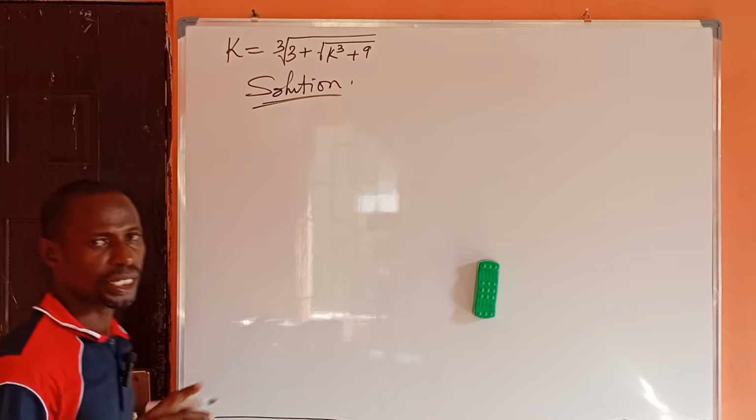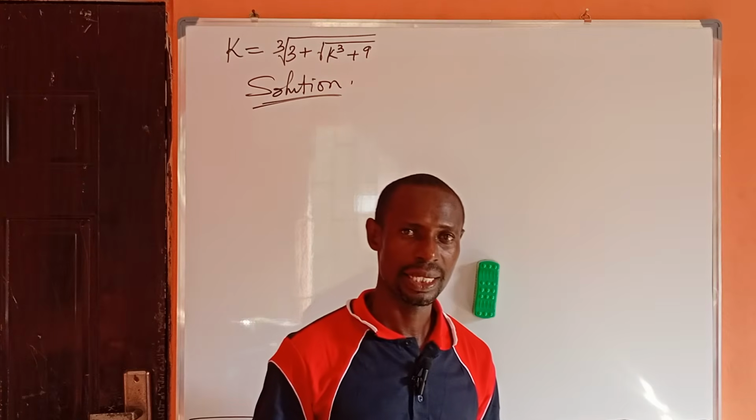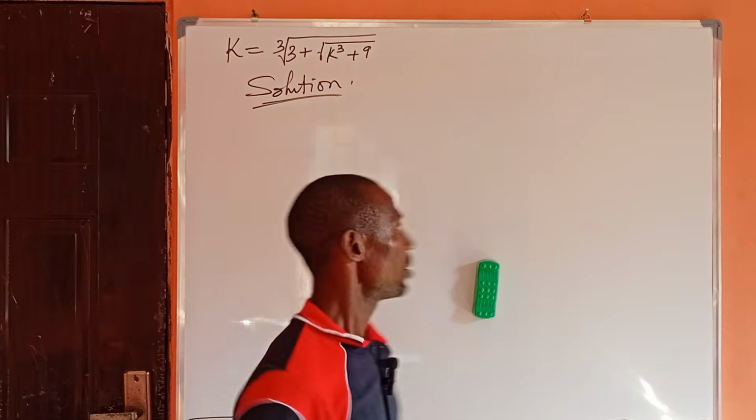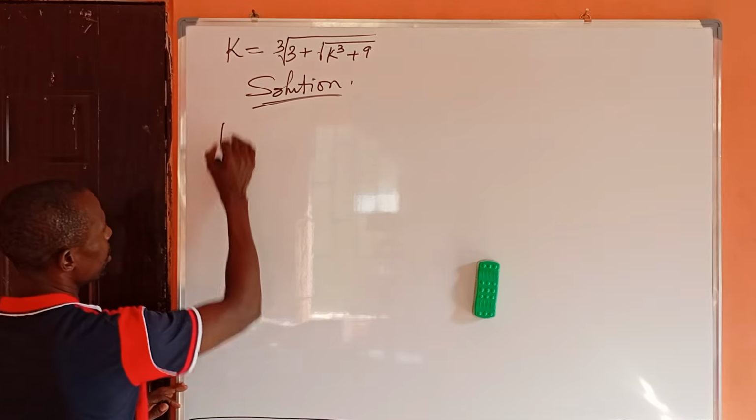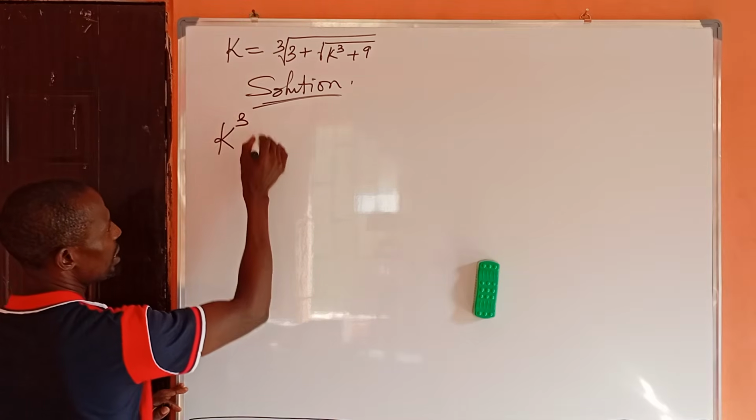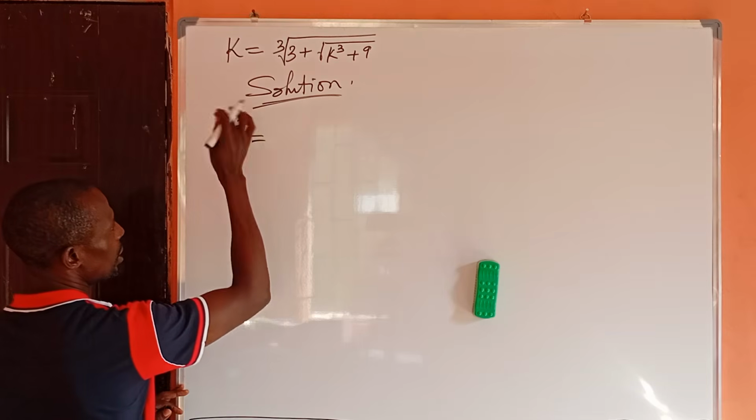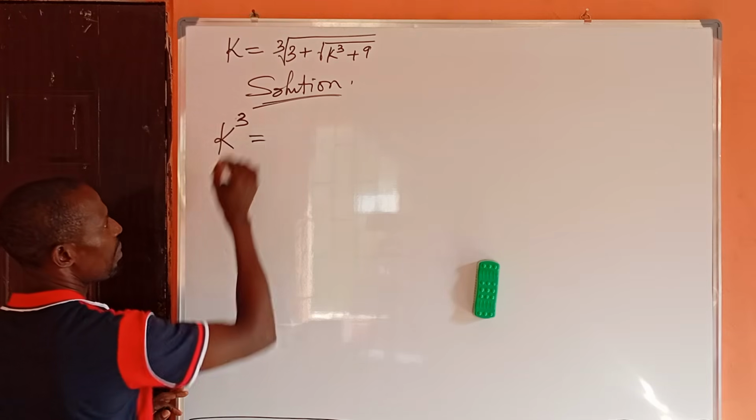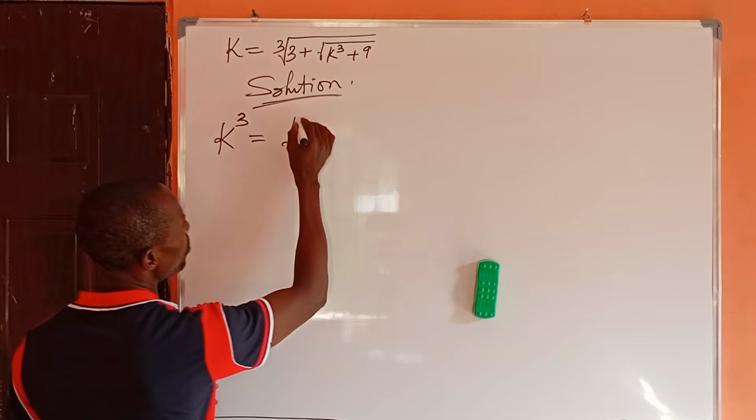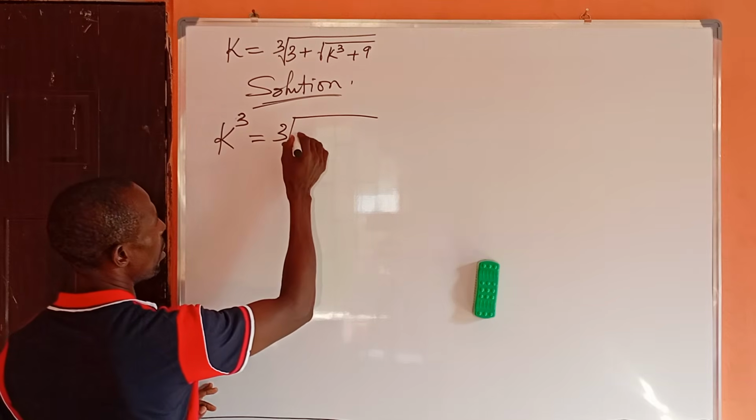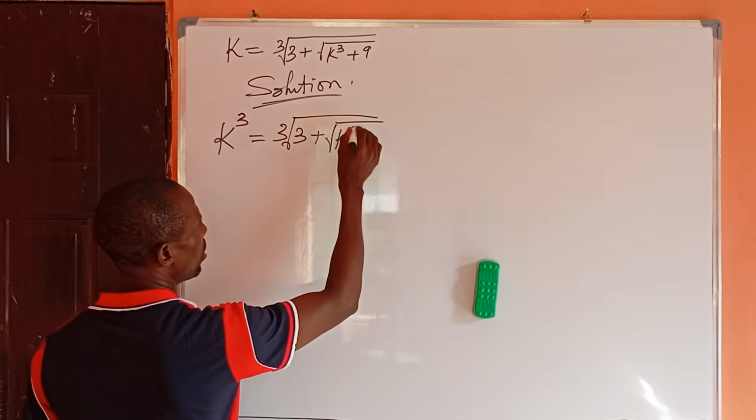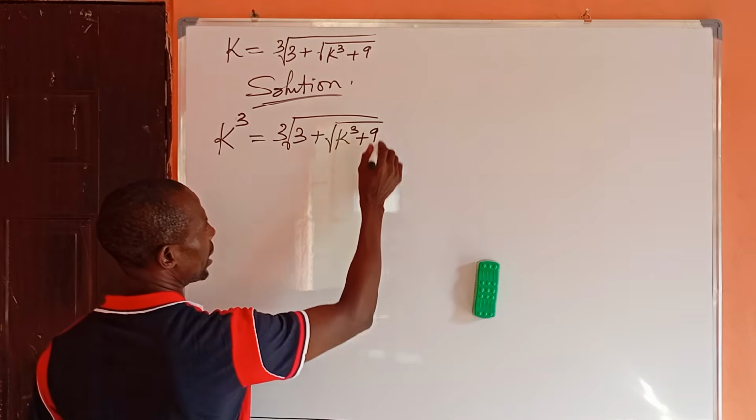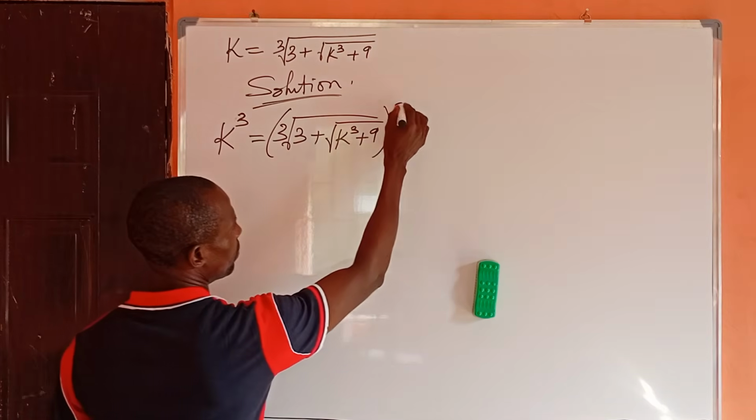Now in this place, we just have to eliminate the cube root radical first. In other words, we have to take the cube of both sides of the equation. So we're going to have k to the power of 3 equal to the cube root of 3 plus the square root of k to the power of 3 plus 9, everything raised to the power of 3.